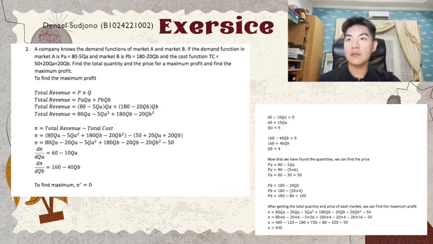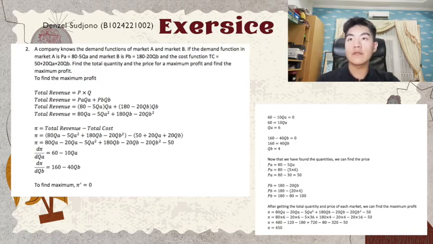To find the maximum profit, total revenue equals price times quantity, which also means total revenue equals PA times QA plus PB times QB. Total revenue equals (80 minus 5QA) times QA plus (180 minus 20QB) times QB, which is 80QA minus 5QA squared plus 180QB minus 20QB squared.